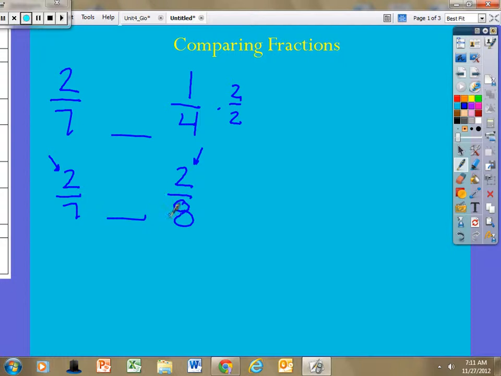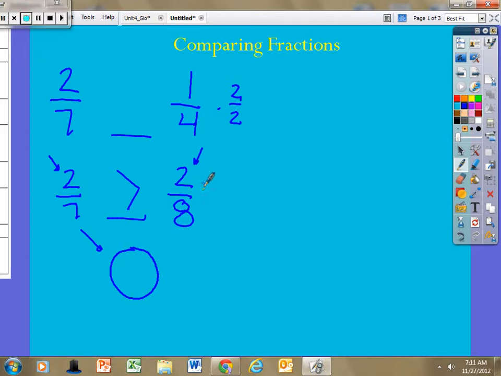Now we always get this confused because we think 8 is larger, but remember, if you have the same pizza and that same pizza is cut into 7 slices or cut into 8, you have the same area, so the 8 slices are actually smaller. Each 1/8 is smaller than each 7th. So with 2/7 or 2/8, the numerators are the same, but 2/7 gives me larger pieces, so it is greater than 2/8.